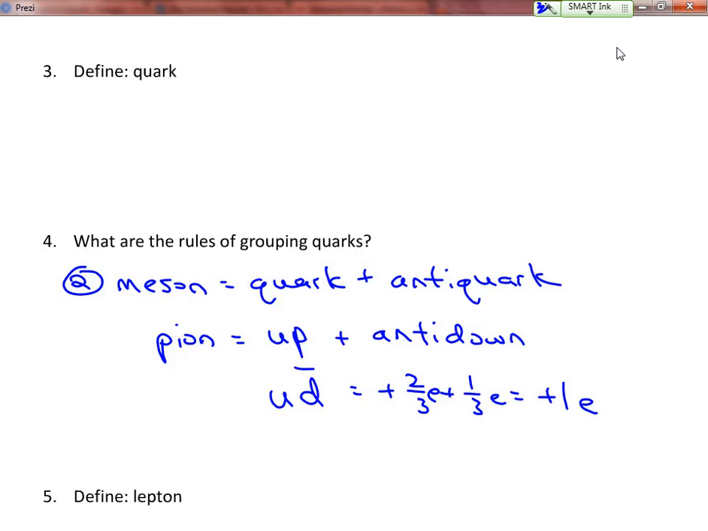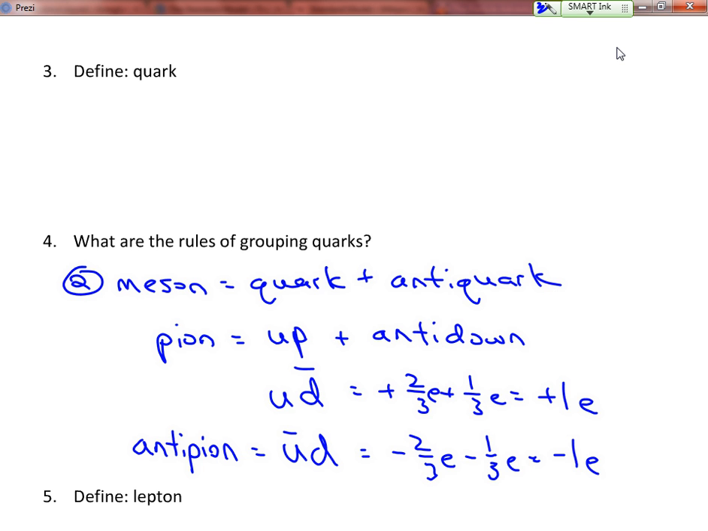An antipion would simply be an anti-up with a down, which would mean negative 2/3 e minus 1/3 e, which equals negative 1e.